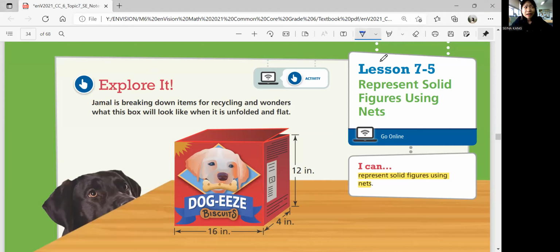Jamal is breaking down items for recycling and wonders what this box will look like when it is unfolded and flat. Have you ever folded a box from a net paper? A net is where you have a flat paper and you fold it using the lines on the paper, you get a box. So Jamal is wondering, if you cut this box and then make it flat, what's it gonna look like?